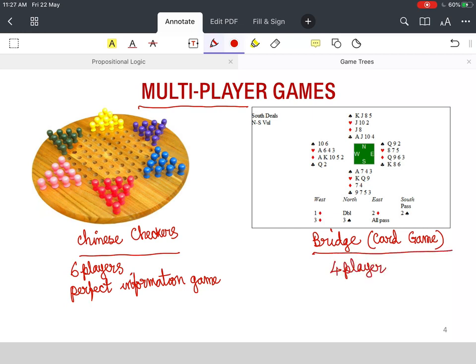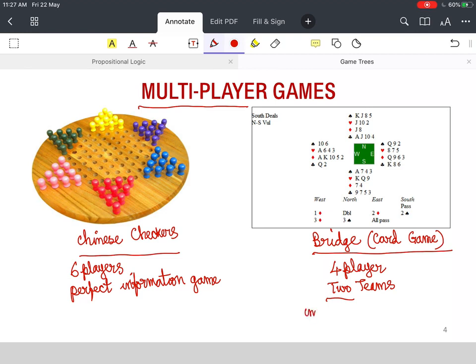This again is a 4-player game, but most interestingly, there are 2 teams. That means there is competition between 2 teams. So while there are 4 players, 2 players each collaborate with each other.